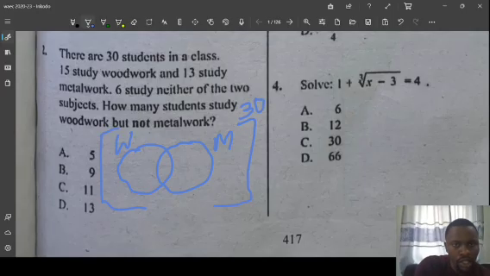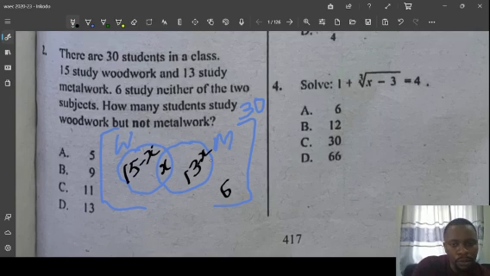So we have 30 students, and you are told that 15 study woodwork. So I'm going to put 15 inside the box here. Then we have 13 studying metalwork. Then we are told that 6 study neither. So I'm going to keep the 6 outside of these circles because they don't study either of these two. And then there's a certain number that study both, which is going to be my X. So if this is X, which means people that study both metalwork and woodwork, as shown by the circles overlapping, it means that the woodwork people will be 15 minus X. That is the people that study woodwork alone. And then this will also be 13 minus X, which means the people that study metalwork alone.